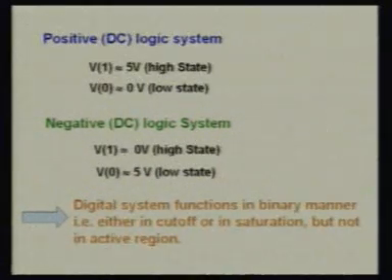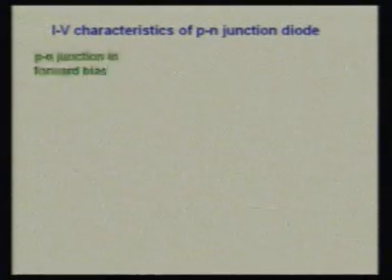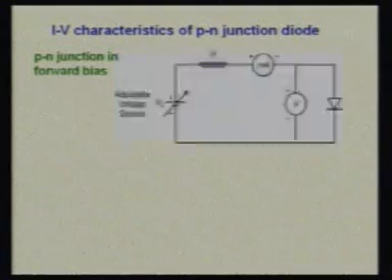Before going to the different gates, it would be beneficial if we recapitulate our information on the PN junction diode and a little bit about the transistor. We will discuss first the IV characteristics of the PN junction diode. We will see how the PN junction is connected in forward bias condition.